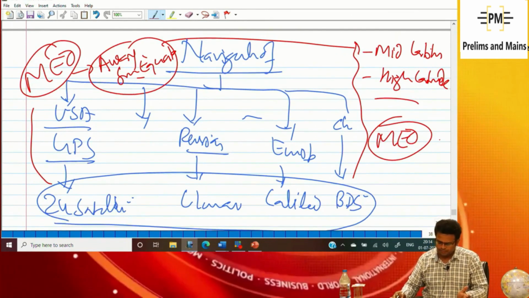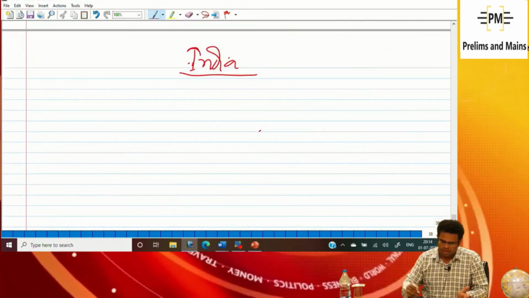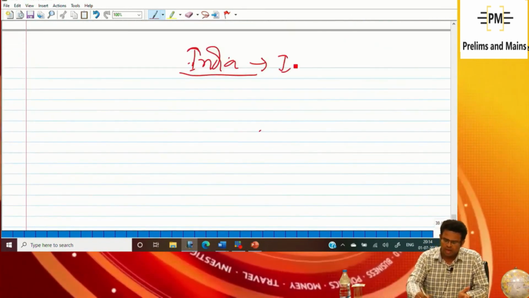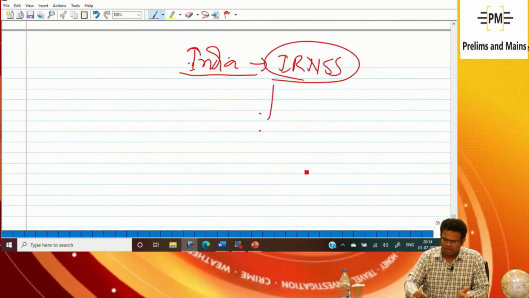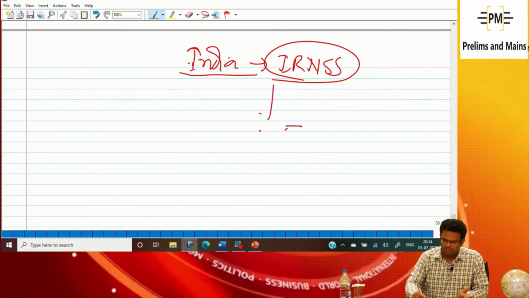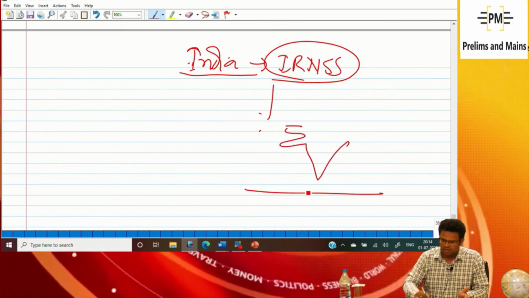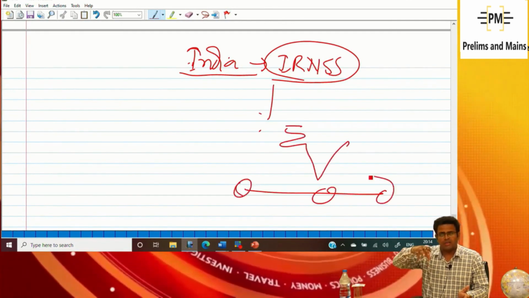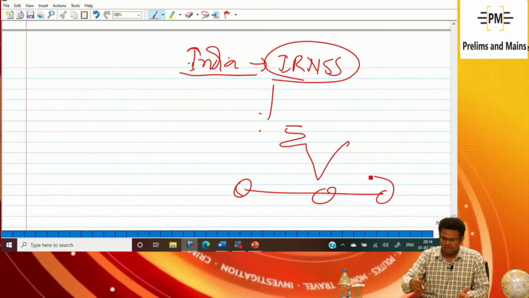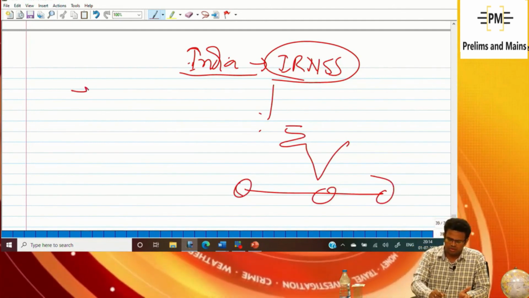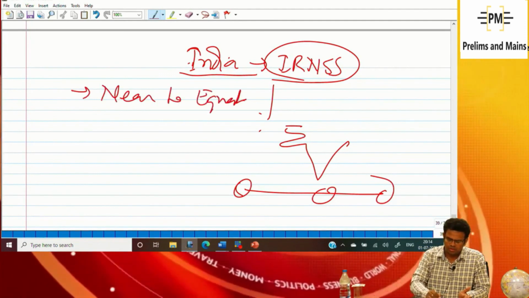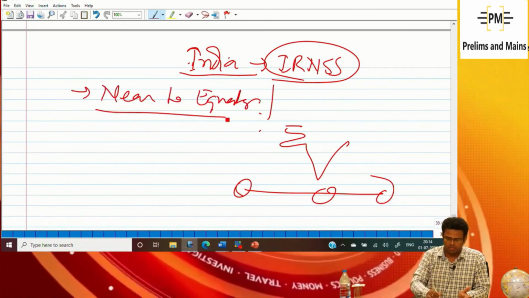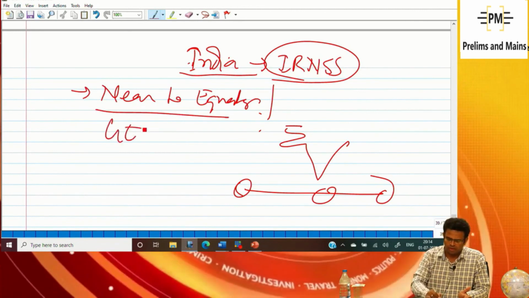And in India's case, there is IRNSS, always over India. If the India map is over there and it is the equator, there will always be a satellite looking overhead India, and India is near to the equator. Near the equator, in tropical and subtropical regions, GEO works fine.